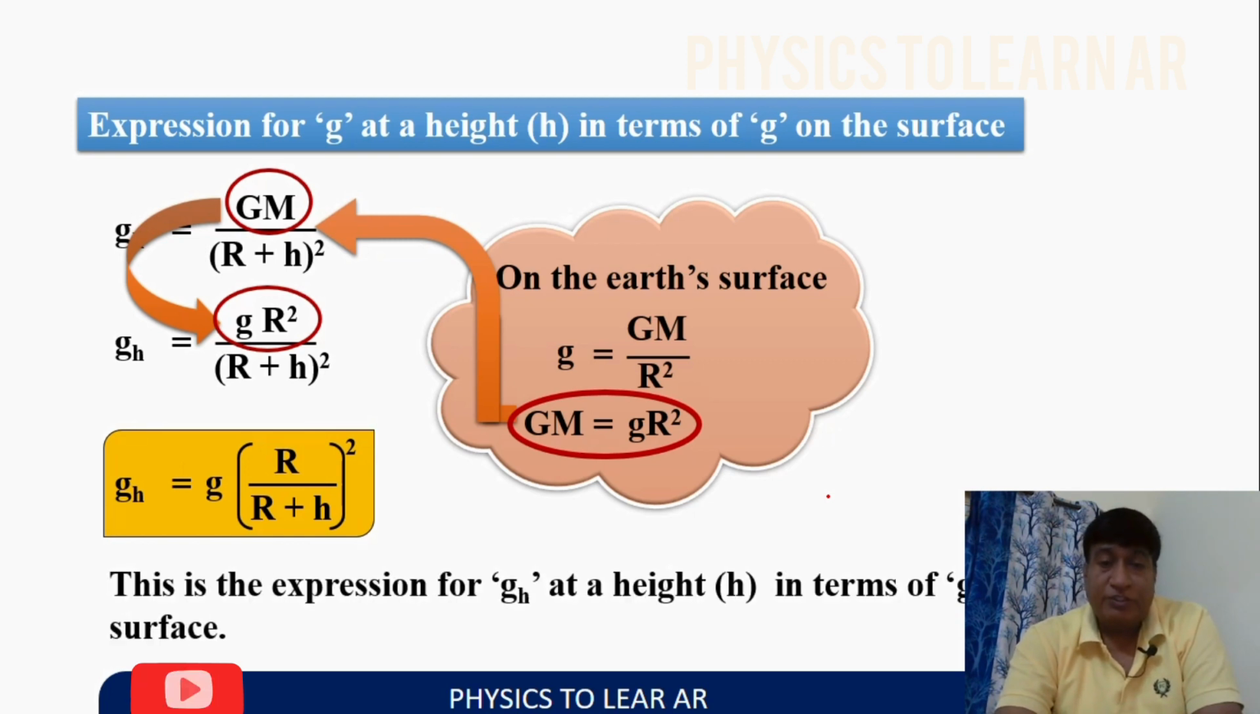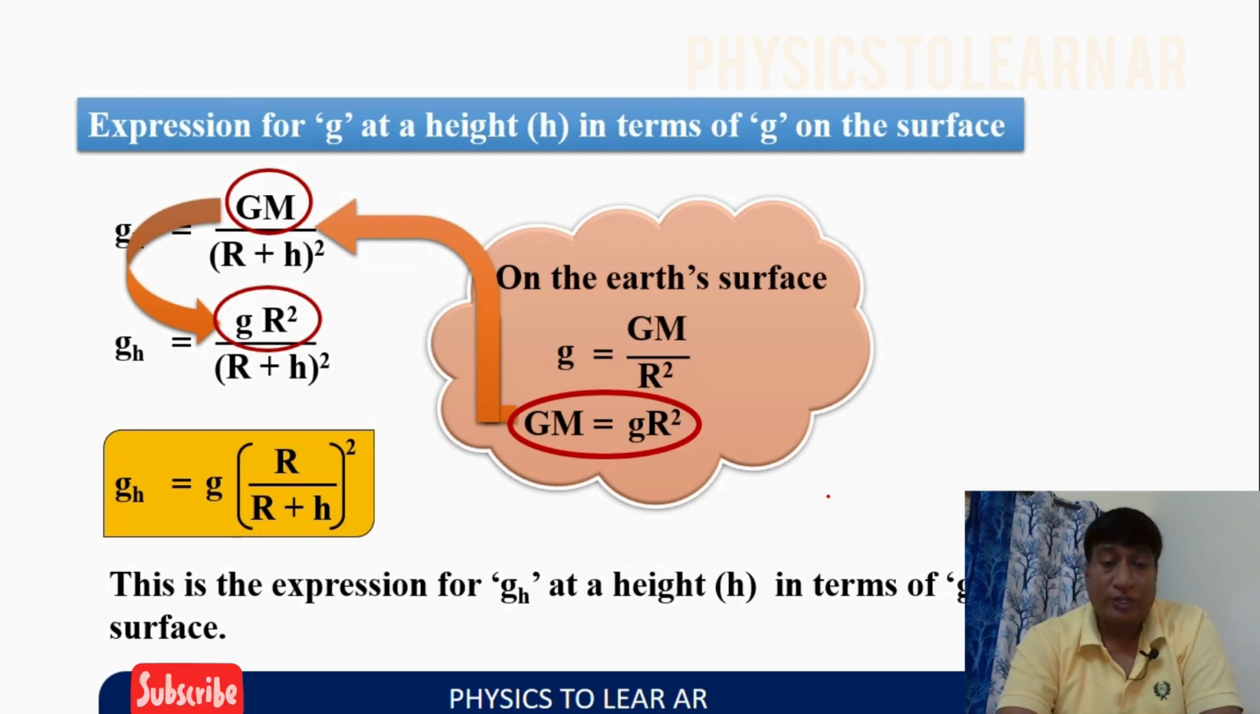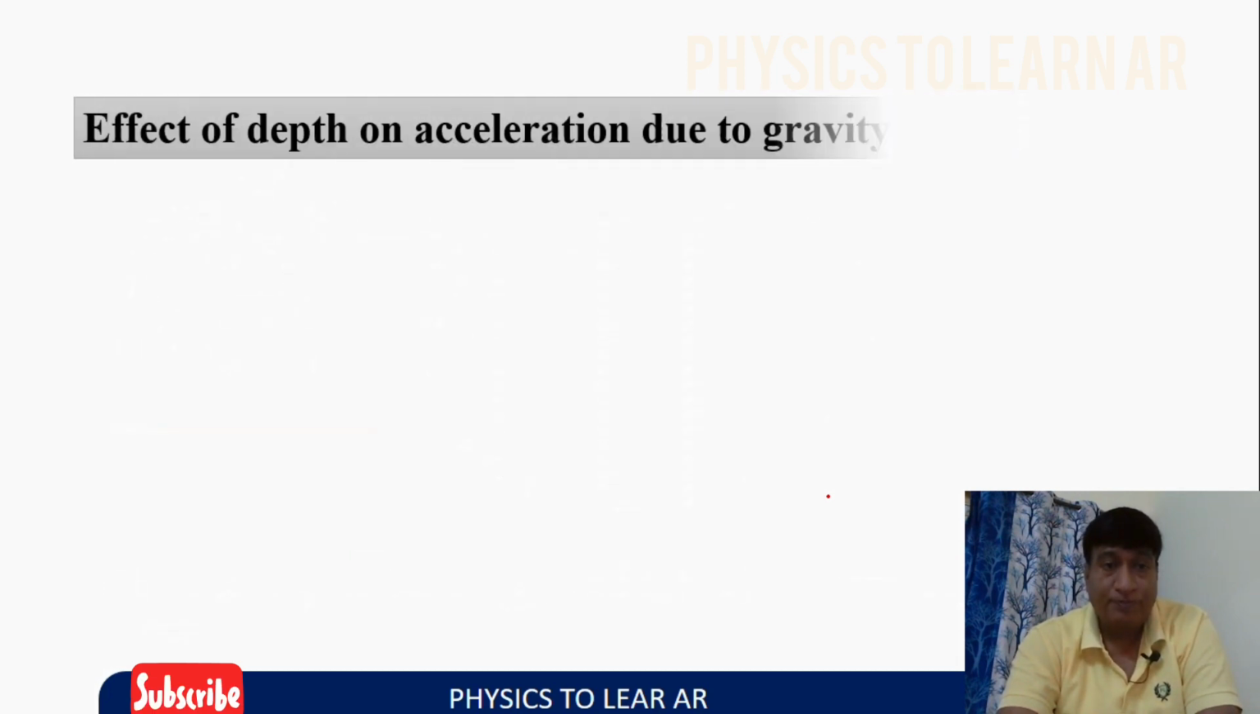So this is the expression for g_h at a height in terms of g on the surface. Based on that, there are two cases. One is if it is very near to the surface of the earth, g_h is equal to g into 1 minus 2h by R. If the height is far away, under that condition we can use g_h is equal to g into R by (R plus h) whole square.